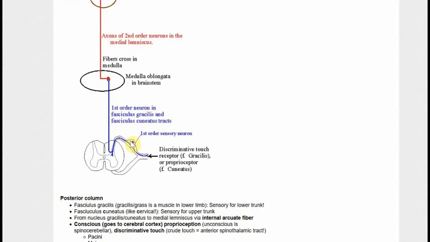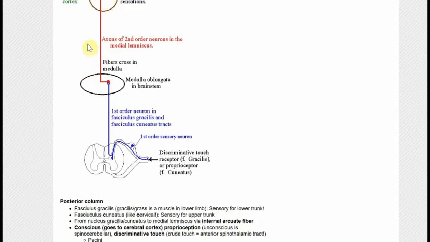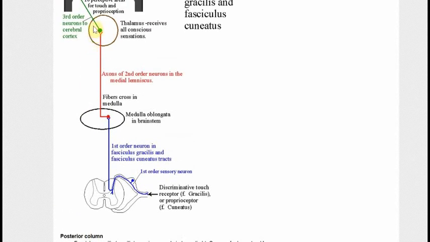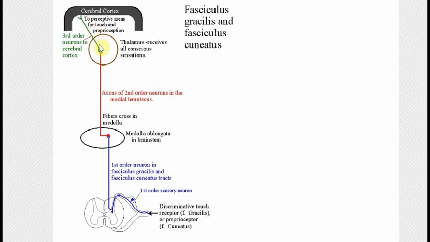Okay, so first order: fine touch and conscious proprioception. First order going to the medulla. Second order crosses at the medulla and goes to the thalamus in the brain. From the thalamus, there's a third order to the cerebral cortex. So actually there are three order neurons. The last one is from the thalamus to the cerebral cortex.